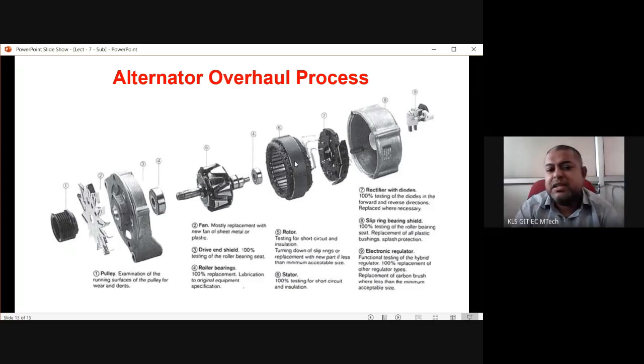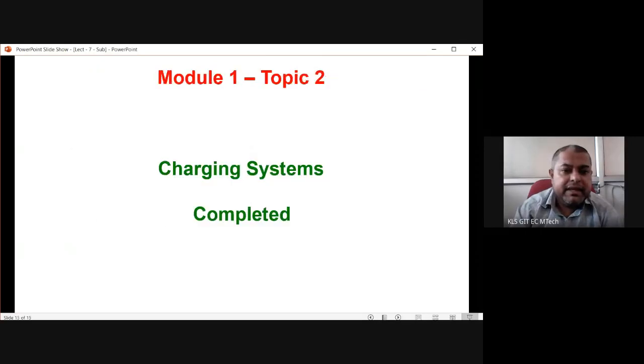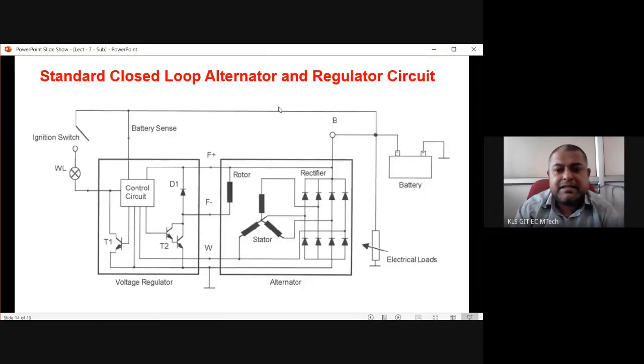All these diagrams are given in the book. If you want to see what is there inside the engine, how it looks like, you can check this. And I think this is the last slide for today. So I am finishing this second topic of module 1 today itself, and this is the last slide. If you want to get the full view of what is there, you can find it here.